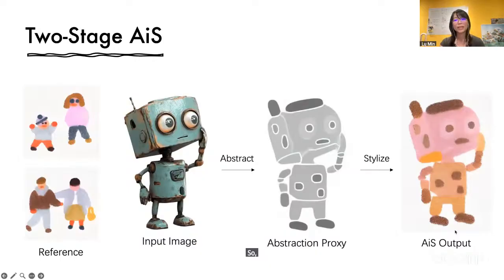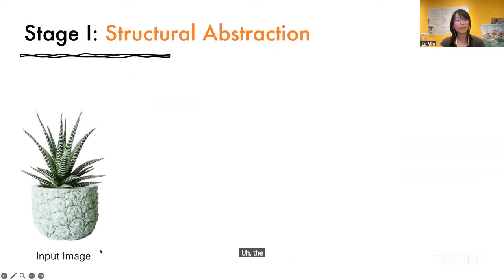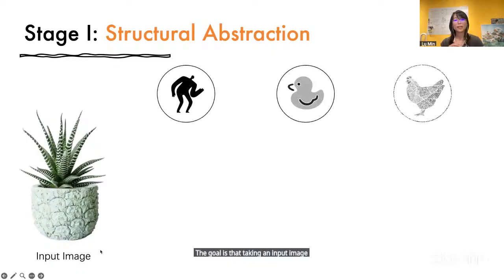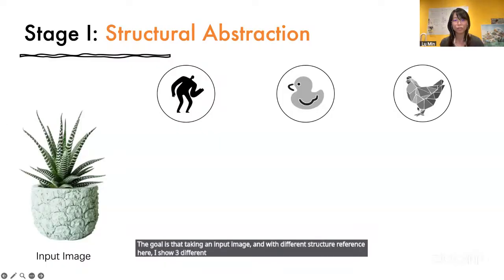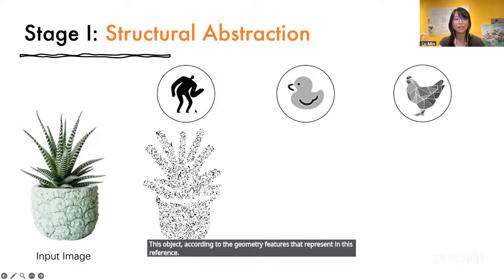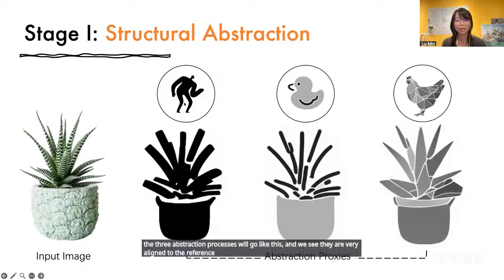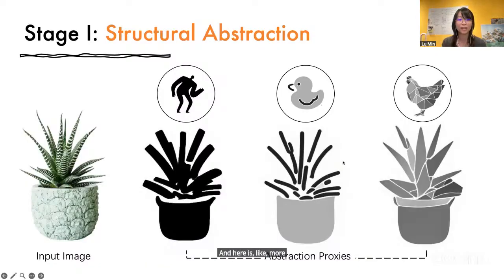So the key is how to do structural abstraction. The goal is to take an input image with different structure references; here I show 3 different structure references. We want to reimagine this object according to the geometric features represented in the reference. By our method, the three abstraction processes go like this, and we see they are very aligned to the reference that we have here. Like here is more triangular, and here is more round with finer lines.